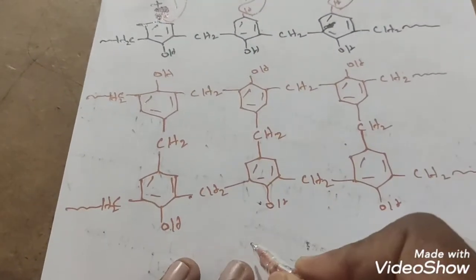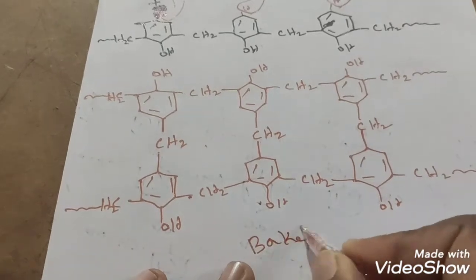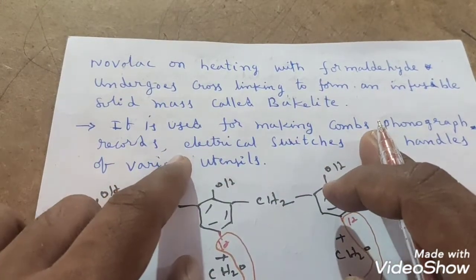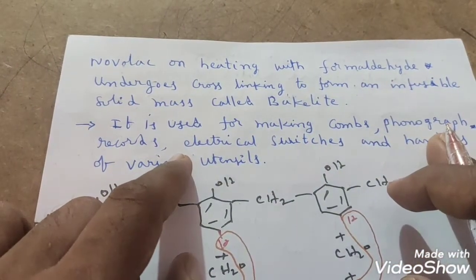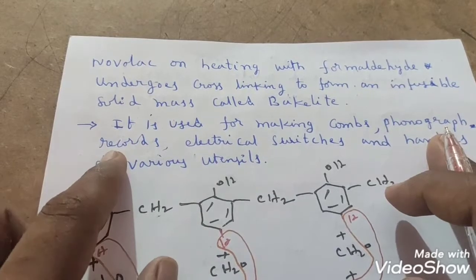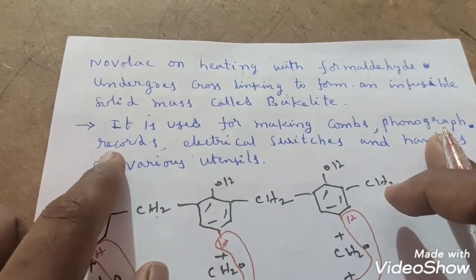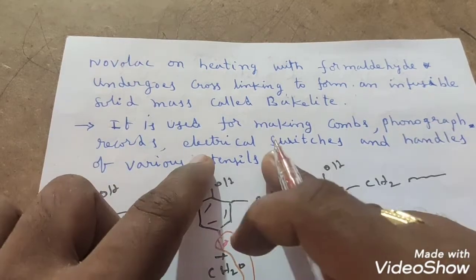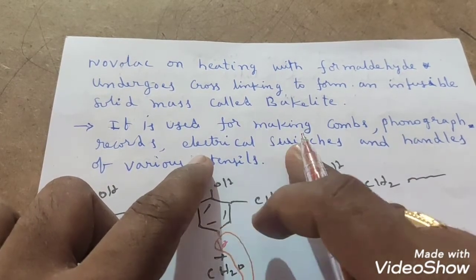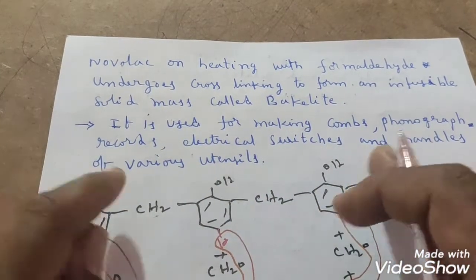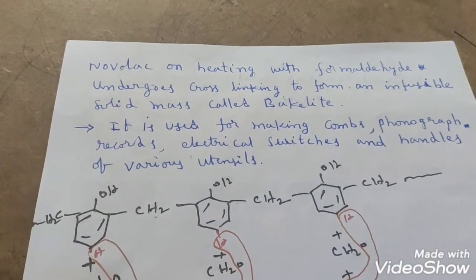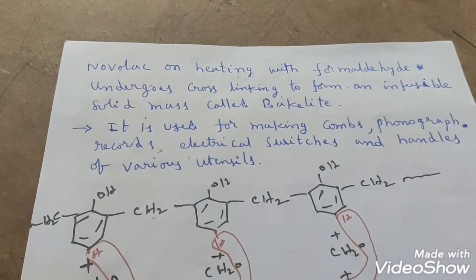This is what? Bakelite. So what is the use of Bakelite? Bakelite is used for making combs and phonograph records. Phonograph records are nothing but they look like a flat disc, like a CD, students. And in the making of electrical switches and handles for various utensils. Okay? This is the use of Bakelite.